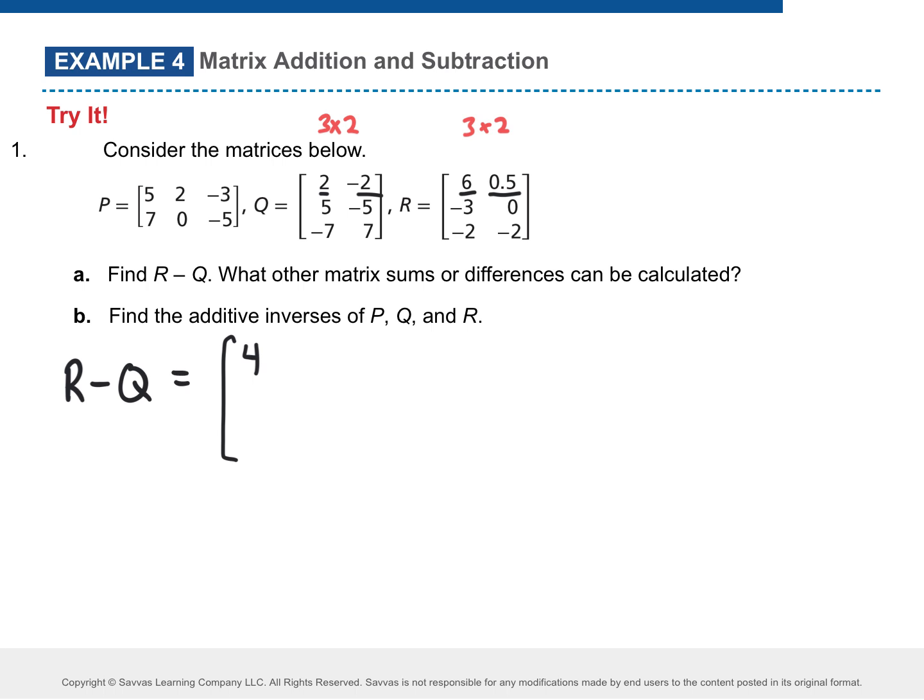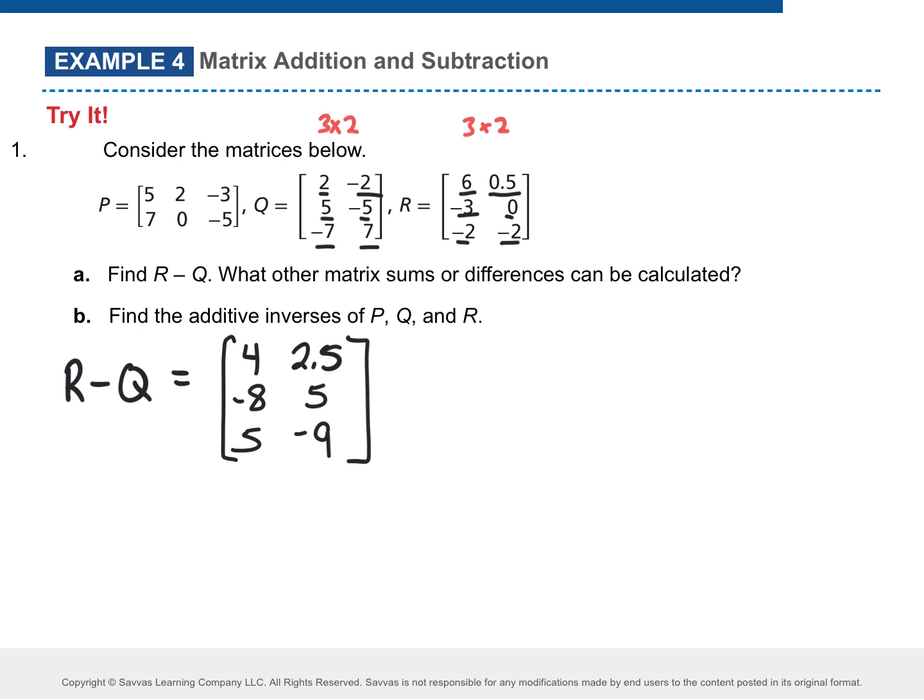You get 2.5 for that one. What about -3 minus 5? You get -8. 0 minus a -5 turns to a +5. -2 minus a -7 turns into -2 plus 7, which is 5. And then we have -2 minus 7, which gives you a -9. So we found R minus Q.